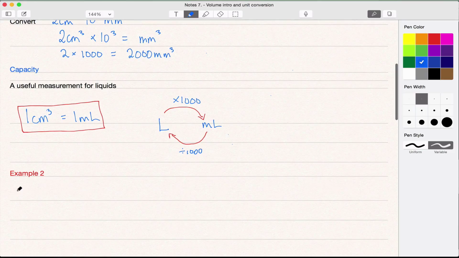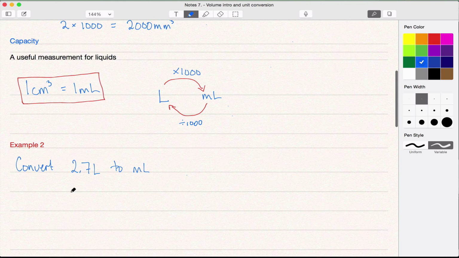An example here. Convert 2.7 litres to milliliters. The way we're going to look at that is we're going from litres to milliliters. 2.7 litres times 1,000 equals, we can do that in one go, 2,700 millilitres.